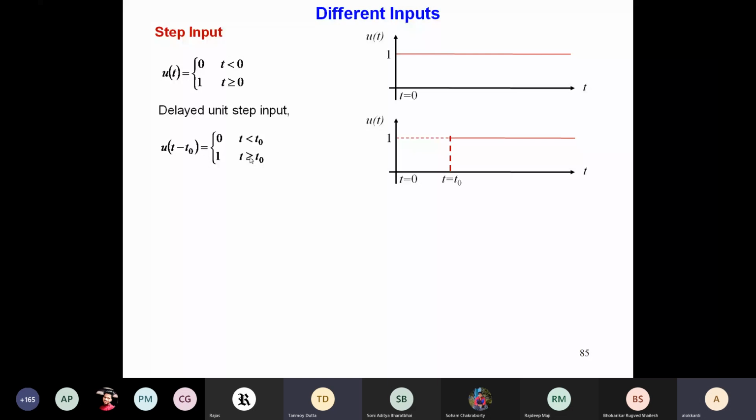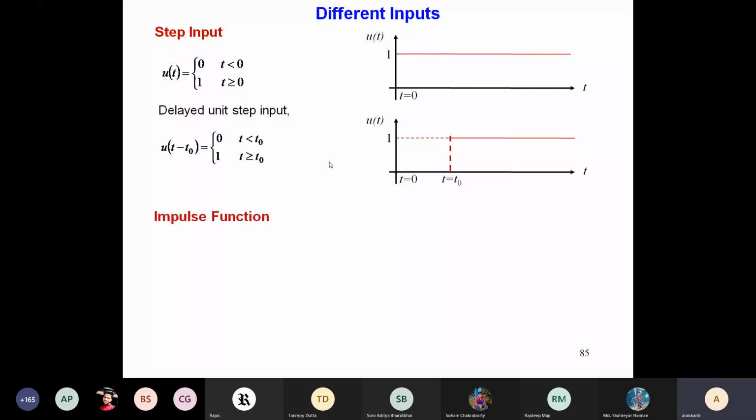Delayed means obviously t equal to 0 is some reference. With respect to that reference, the switching is done at t equal to t naught, not that it is taking time to reach the peak value. We are assuming that to reach the peak value it takes no time actually. An ideal case. So this is the delayed step input and its mathematical representation.